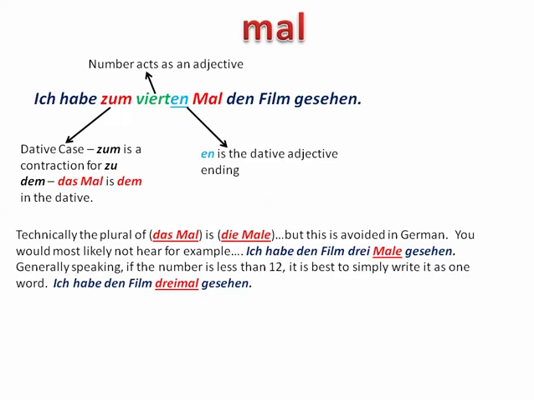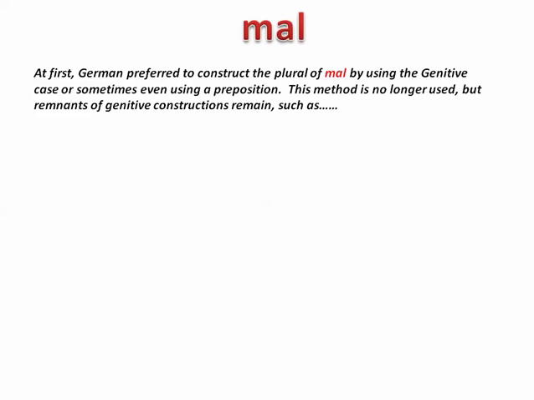So technically the plural of mal is Male, but in German you almost never hear this used. For example, you never hear ich habe den Film 3 Male gesehen. Or if you did, it would be sort of weird, I think. Better to say ich habe den Film 3 Mal gesehen. So you're just kind of putting the number together there. Forming the plural of mal was a challenge, and in the past in German they've tried to use the genitive to do this, but this became rather complex, and it's not used today.